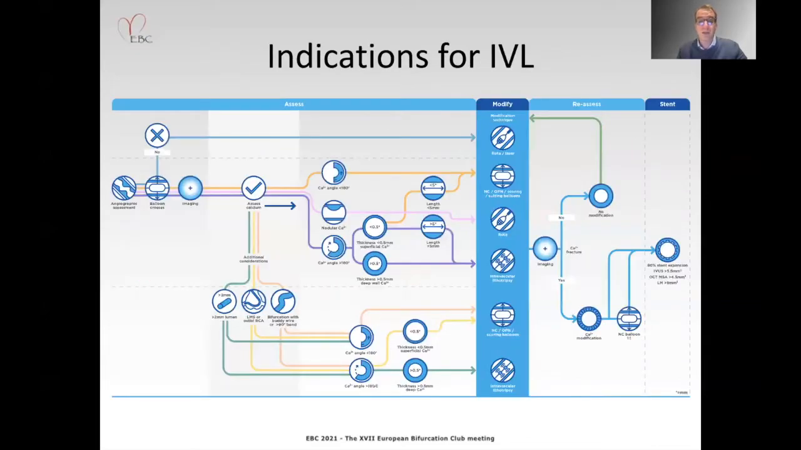Taking this into account, intravascular lithotripsy has been introduced, especially in lesions where the calcium angle is more than 180 degrees and calcium thickness is more than 0.5 millimeter. Additional considerations for using IVL are vessels with a lesion and a large residual lumen of more than 2 millimeters, or ostial lesions, or of course bifurcations.